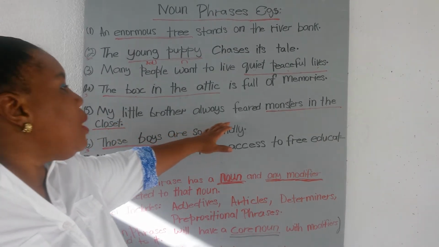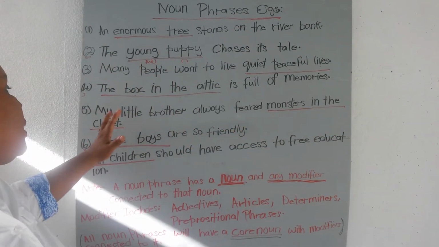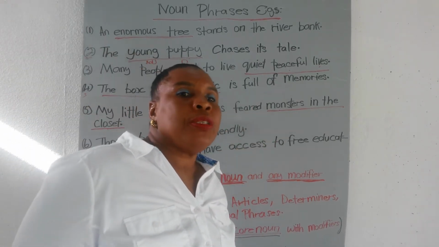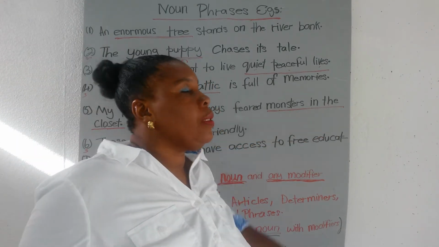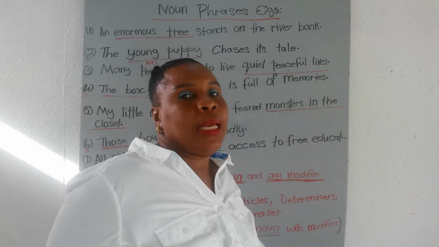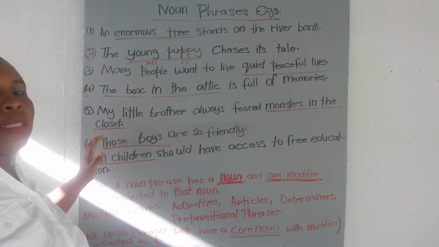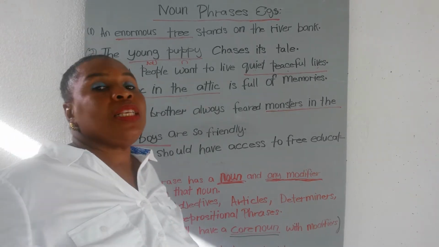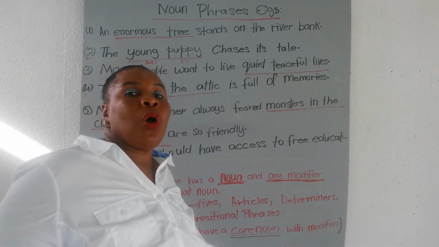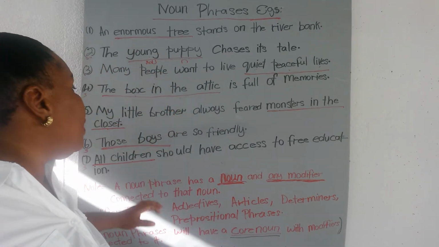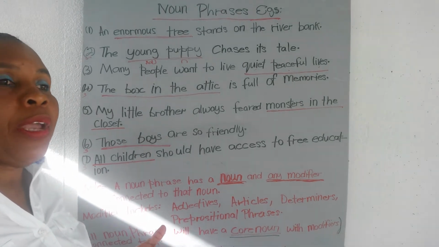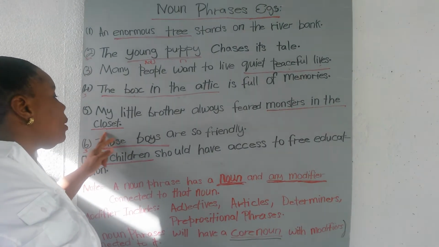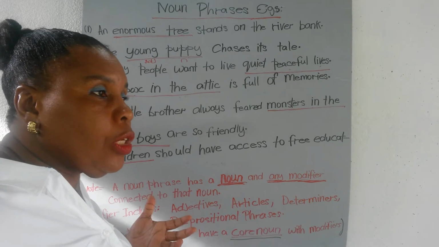My little brother always feared monsters in the closet. So monsters is the noun, the is the article, and in the closet is the prepositional phrase. The closet is where the monsters would be located. All right, in the closet. That's where the brother fears the monsters are. So the place would be considered the prepositional phrase.